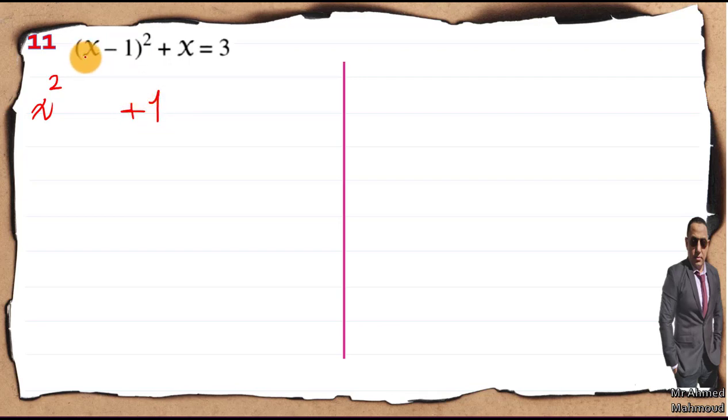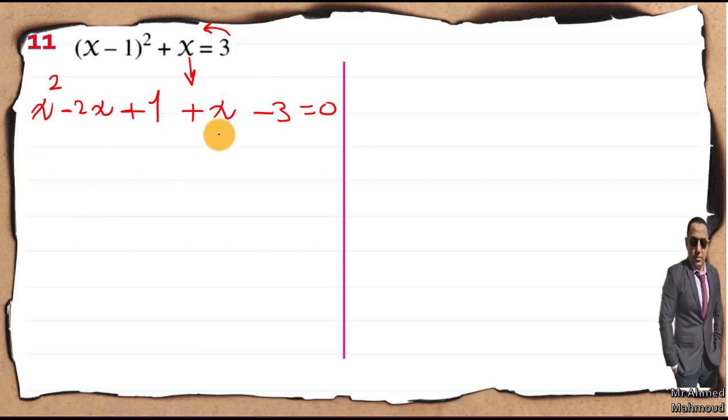2 times first times second. Again, 2 times first times second: 2 times x equals 2x, times negative 1 equals negative 2x. This is the bracket, all power of 2. Now I'm going to drop x plus x, and I'm going to send 3 to the left side, negative 3, and finally equal 0. Now I have this expression.